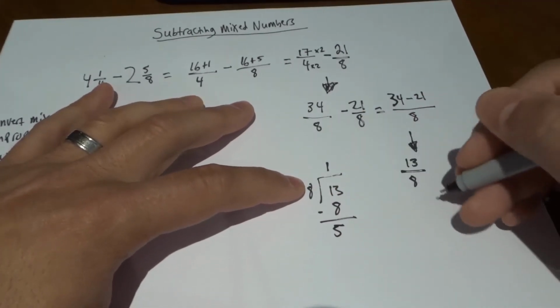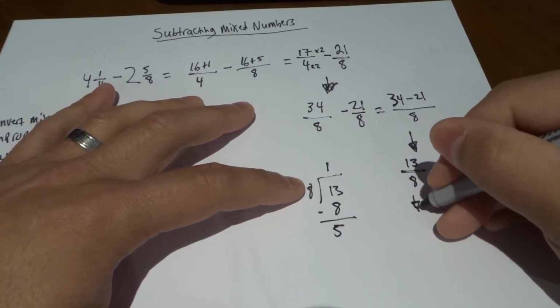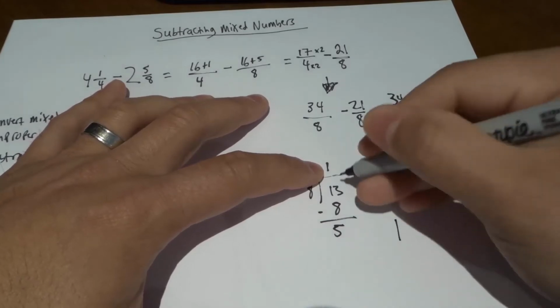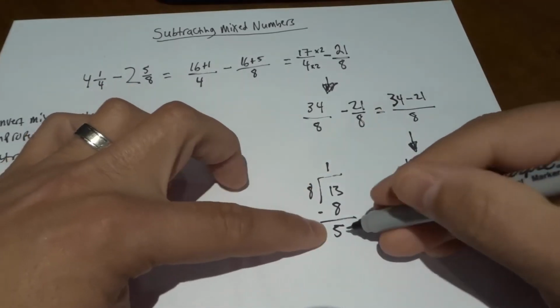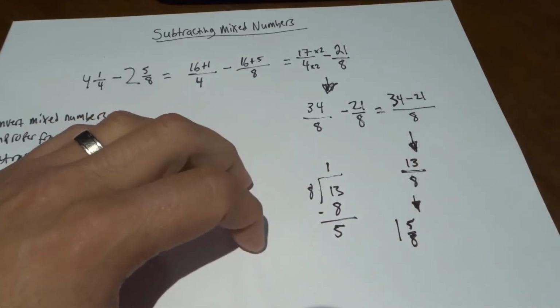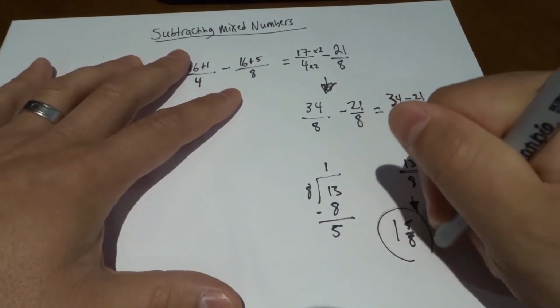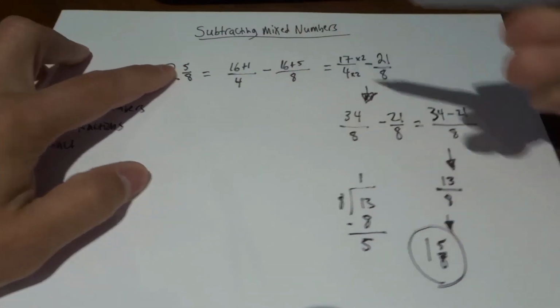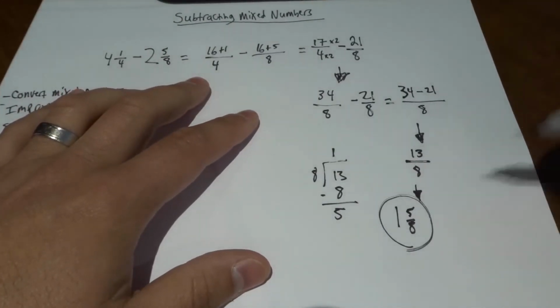So we know that our final answer, and I'll bring it down one more time, is going to be 1, which is the whole number up here, and then 5/8 as the fraction part. Very simple. So our final answer for 4 1/4 minus 2 5/8 is going to be 1 5/8.